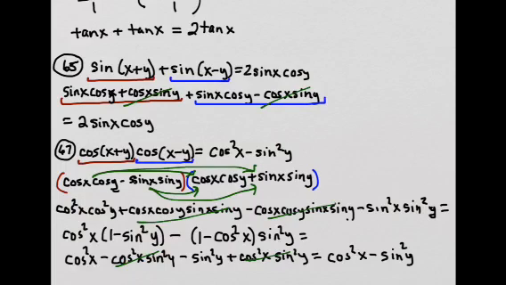Well, first I did 1 times that, and then this times this, and then I distributed this negative, and that's how I got negative sine squared y plus, right here, plus cosine squared x sine squared y. And so again, notice how this term cancels with this term right here, and you're left with this minus this, which is what you needed to get.